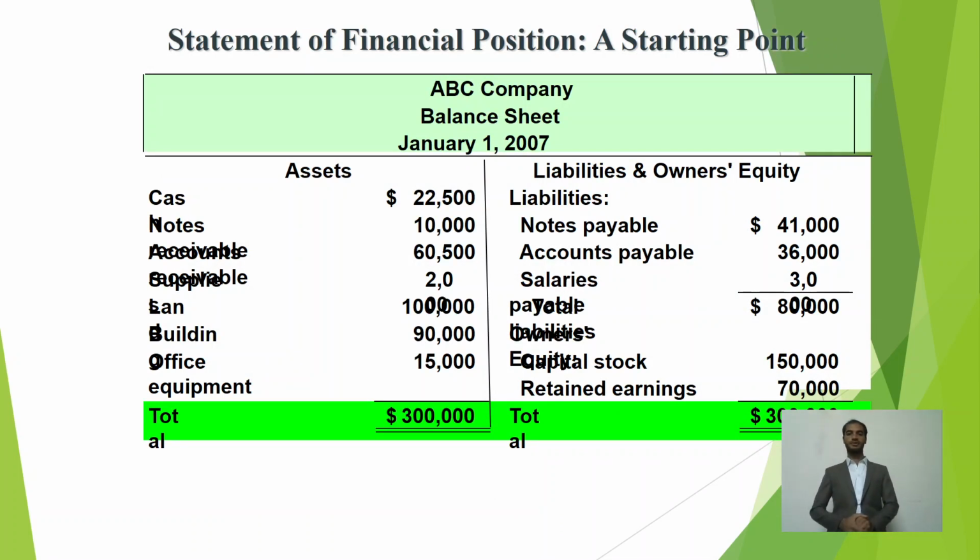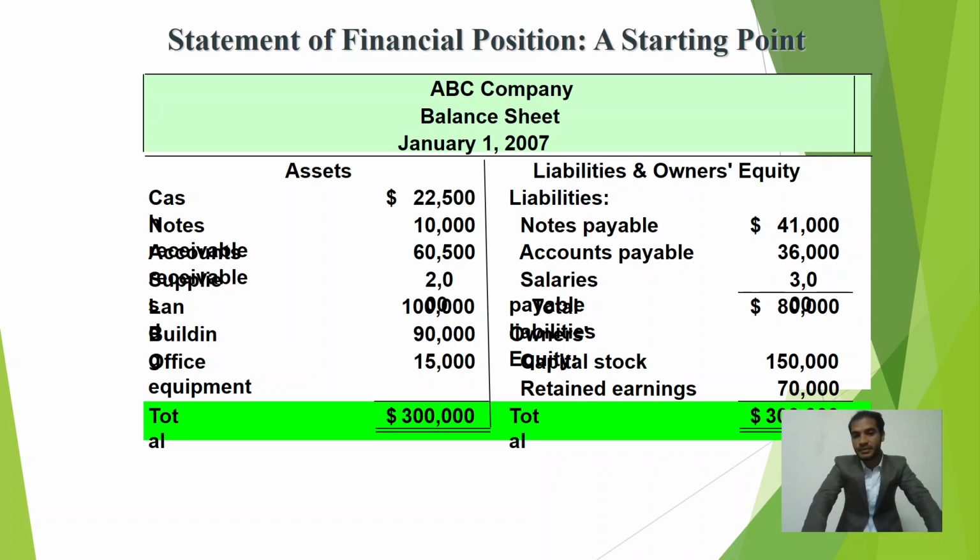Statement of financial position, a starting point. Suppose the ABC company balance sheet. Here we draw from January first. On the right side we will write assets, and on the left side we will write liabilities and owner's equities. Suppose cash we have $22,500. Notes payable is 10,000. Receivable is 6,500, and so on.